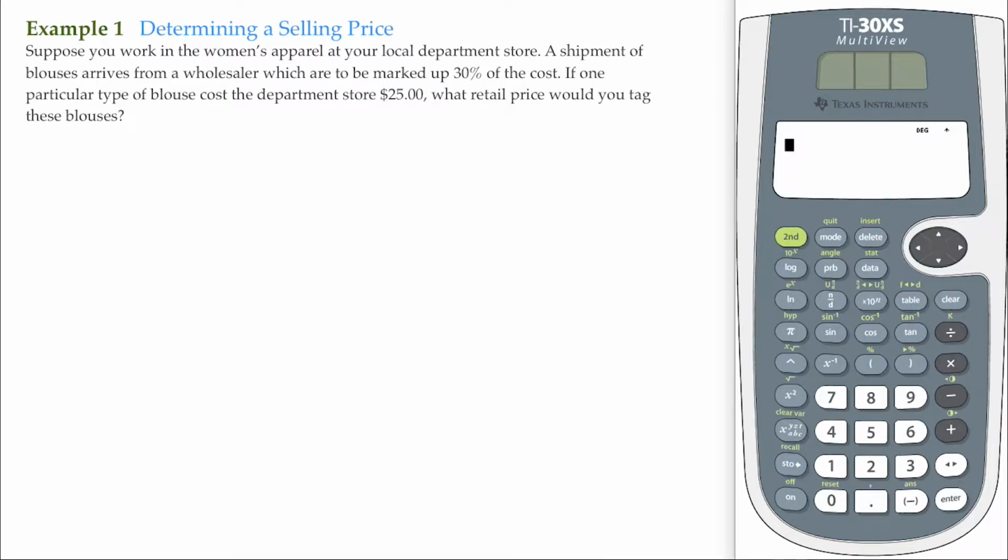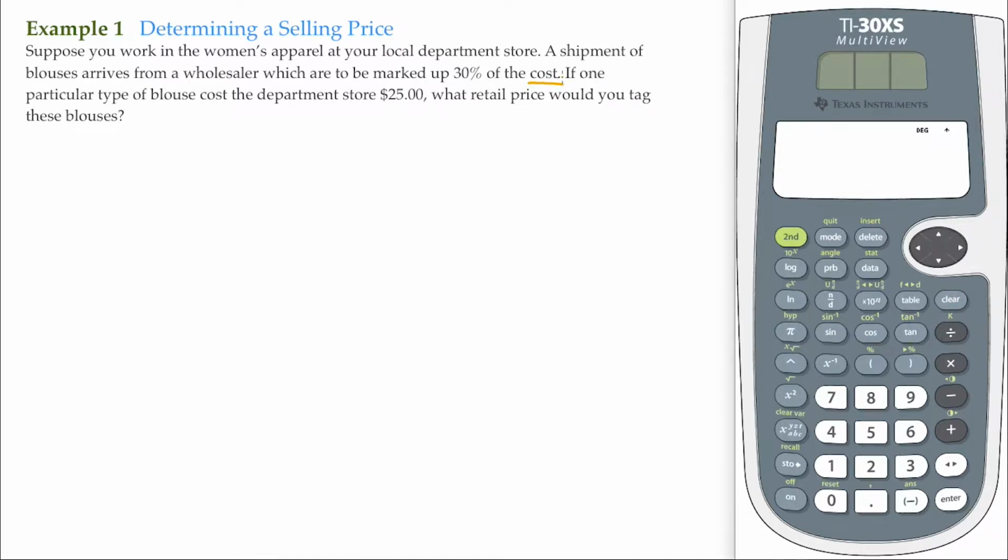In this example, we will determine a selling price of an item. The idea of a selling price is that when a store purchases an item from a manufacturer or wholesaler, that payment is known as cost. And as we look in our problem here, we can see we have a cost right here.